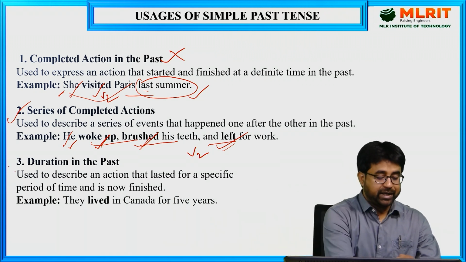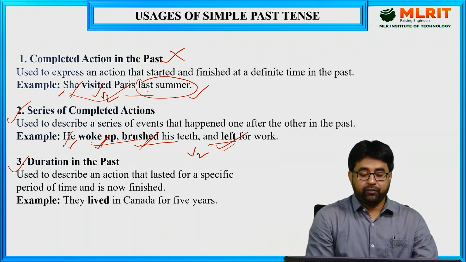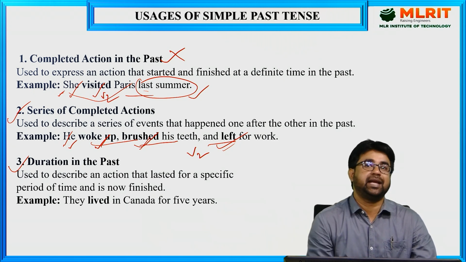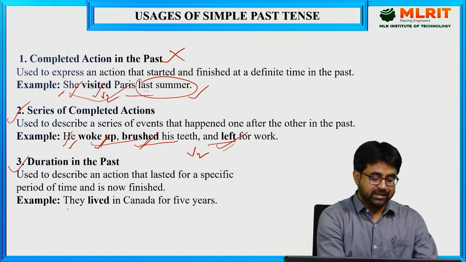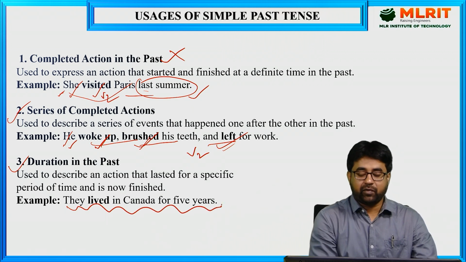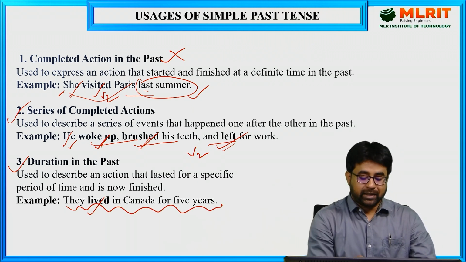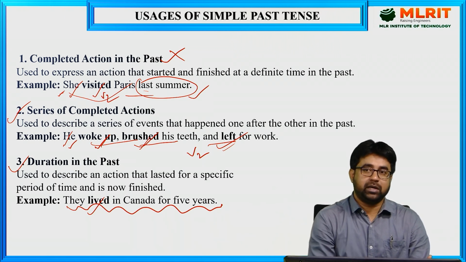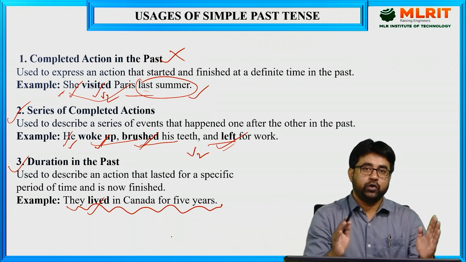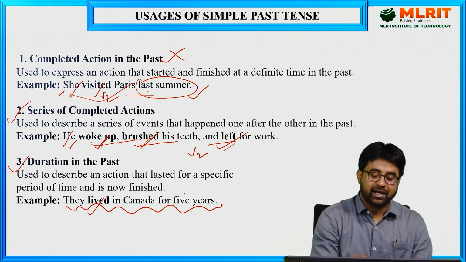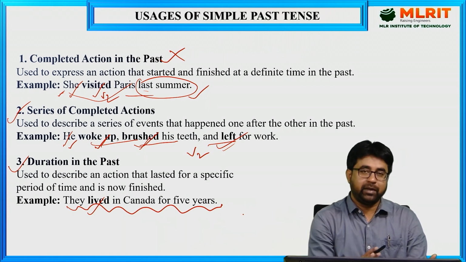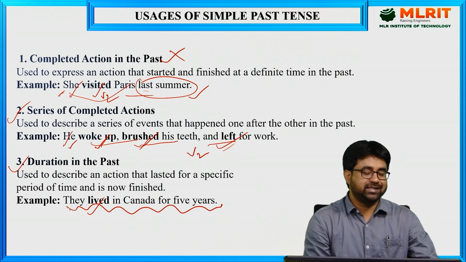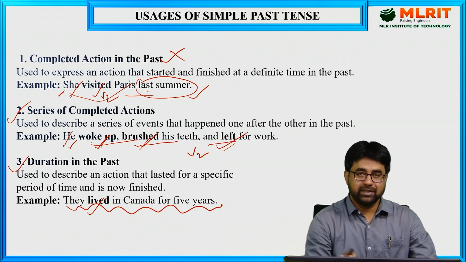Fine. Duration in the past. If we are talking about the duration of an event that has happened in the past, then also we can use simple past tense. You can see here, "They lived in Canada for 5 years." What am I talking about? A past event that has already occurred, and my focus here is on the duration. So they lived in Canada for 5 years. My focus is on the duration of a past event. That's why I'm using simple past tense. So these are the three basic uses.